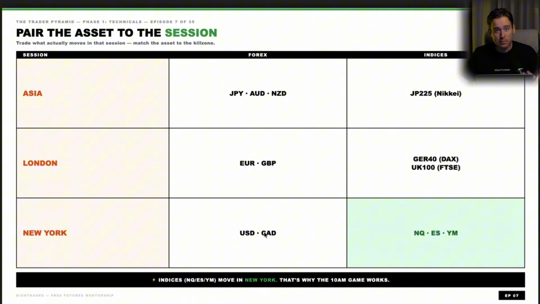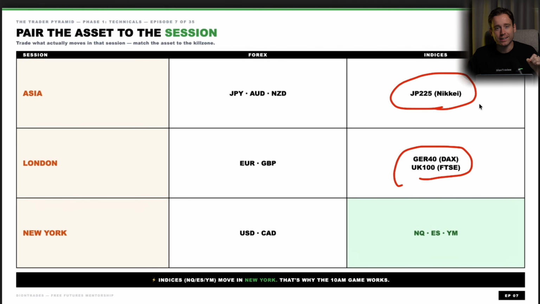That is why the 10 a.m. game is for NASDAQ, ES and YM. That does not mean that in the New York Open, these do not move. They will, but their main time of movement is in their own kill zone.